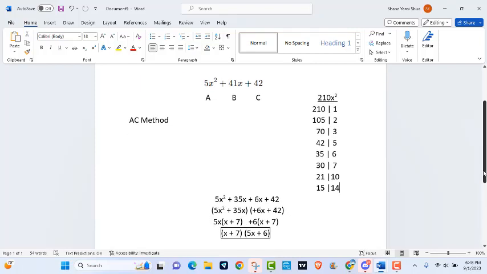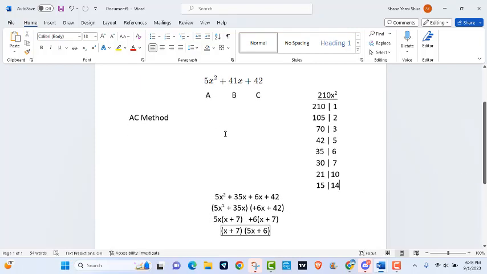So, what I do is I'm going to take the 5x squared, but instead of writing 41x, I'm going to split it into 2. 5x squared plus 35x plus 6x. Because if I add these two together, that indeed gives me 41x. I'm just expanding it into 2 terms, and then I bring down the 42. So now I've taken my 3-term polynomial and expanded it into 4 terms.